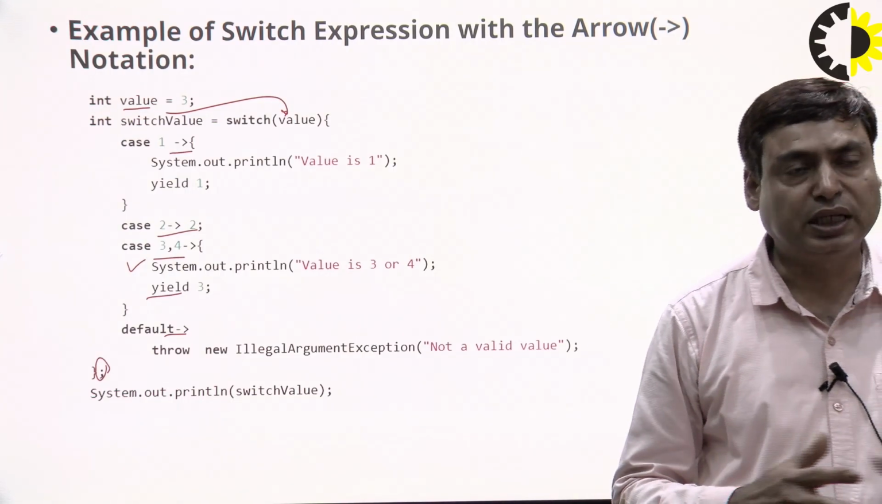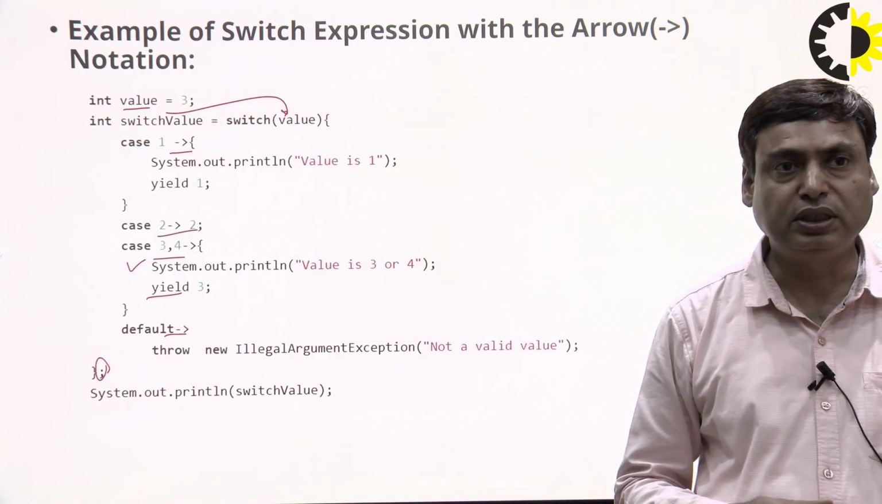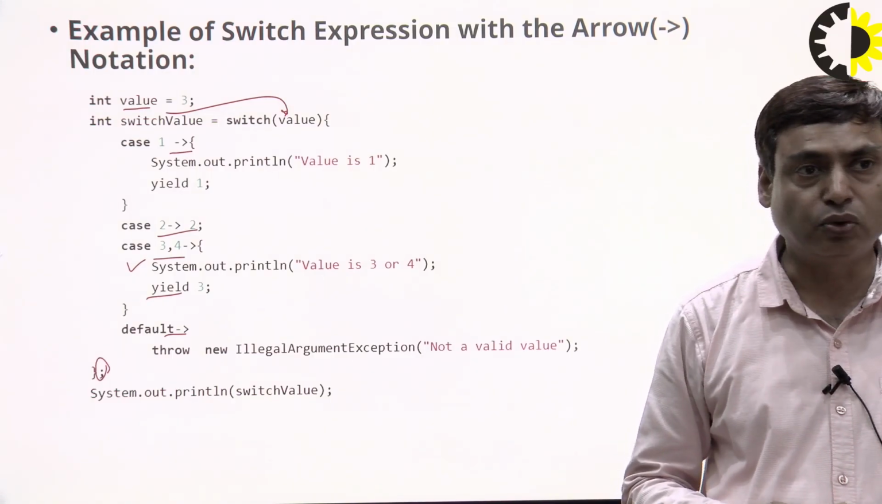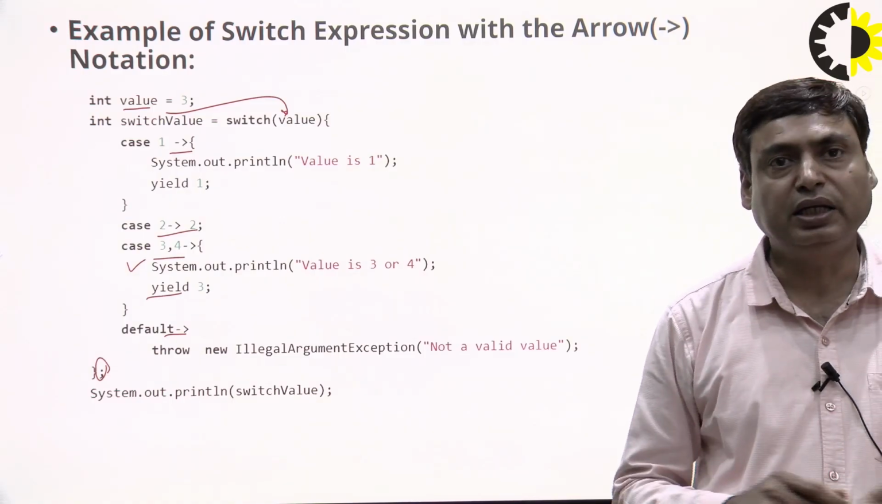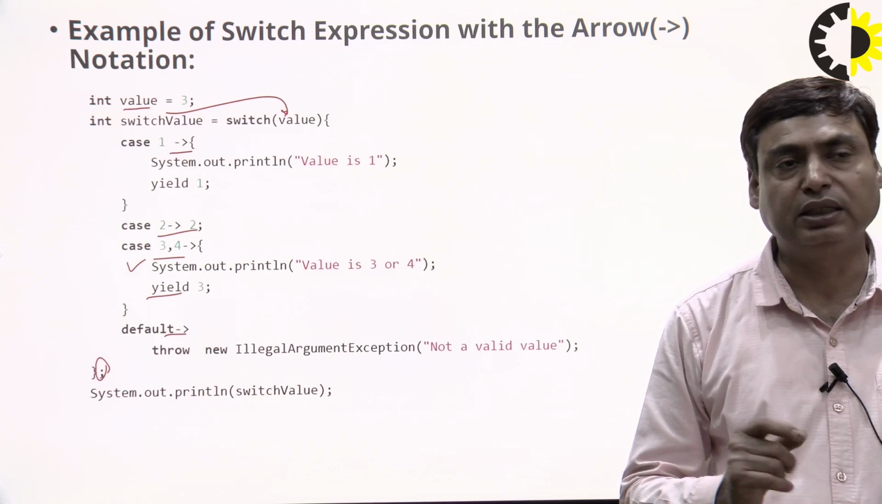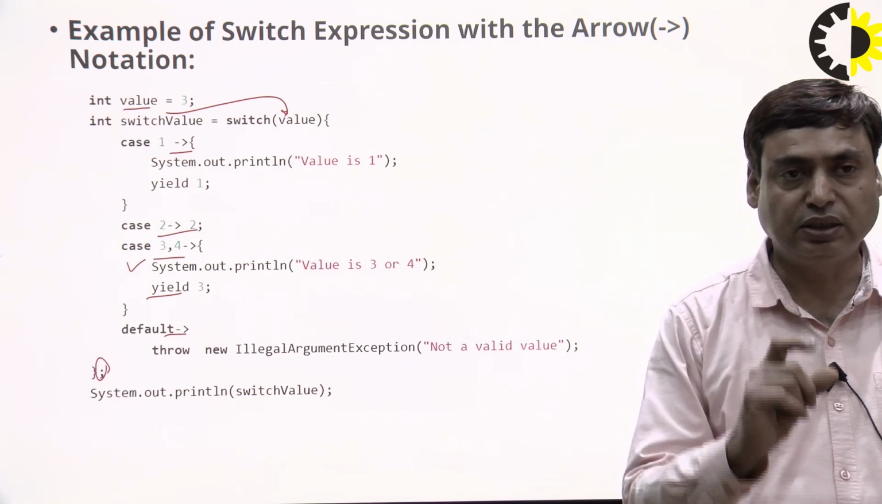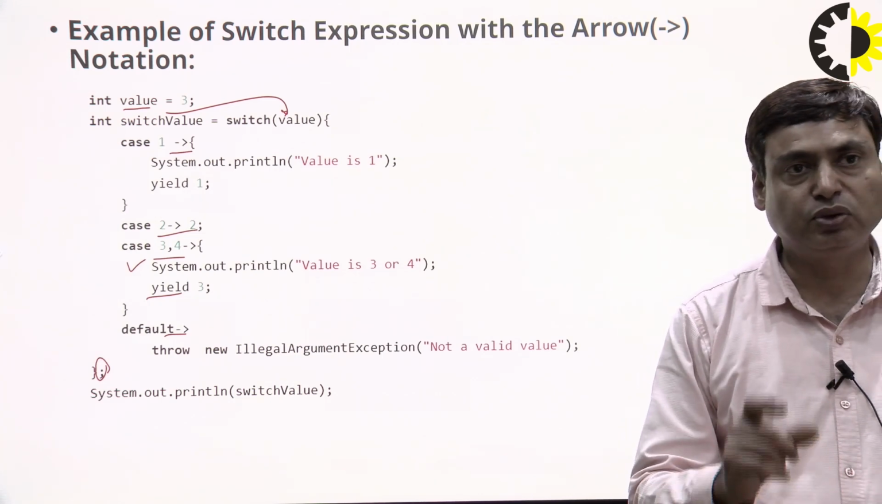Then we talked about text blocks. We are using three double quotations to write any string, and it is used to write a multi-line string, and the way you write the string, it will be stored as it is.